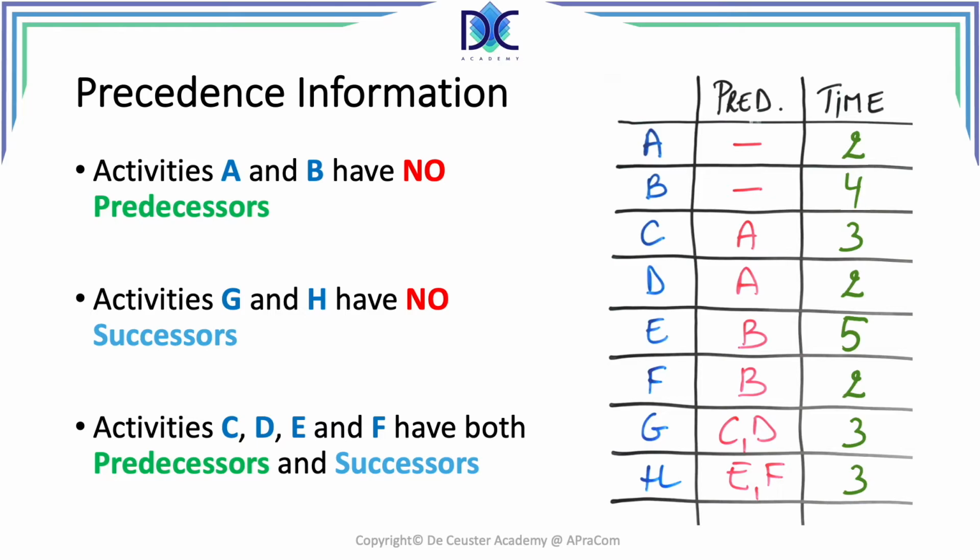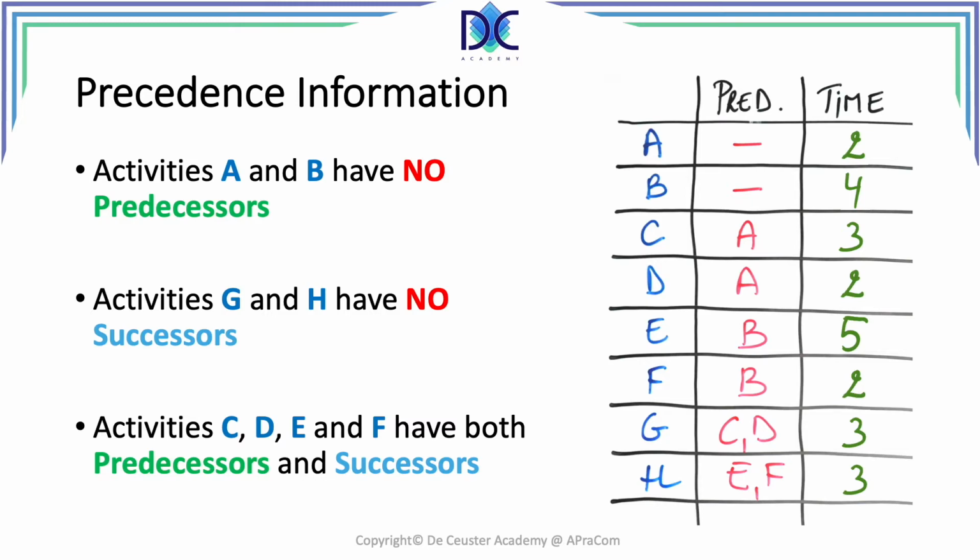There is no predecessor given, and this means that they do not have any preceding activities. It also means that both activities can begin when the project starts. There are no other activities that first have to be completed.